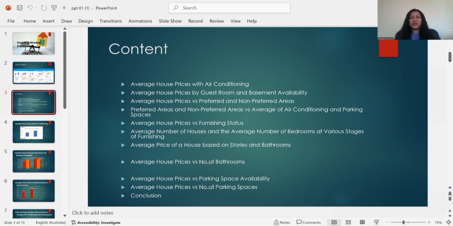Fifth one, average house prices with furnishing status. Sixth one, average number of houses and the average number of bedrooms at various stages of furnishing. Seventh one, average price of a house based on stories and bathrooms. Eighth one, average house prices with number of bathrooms. Ninth one, average house prices with parking space availability. Last one, average house prices with number of parking spaces. Finally, the conclusion.